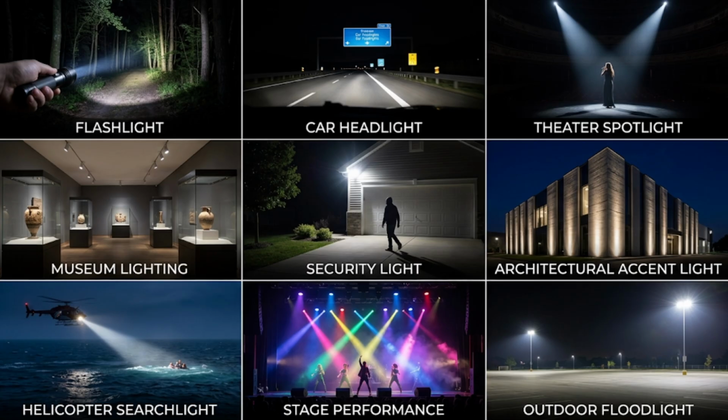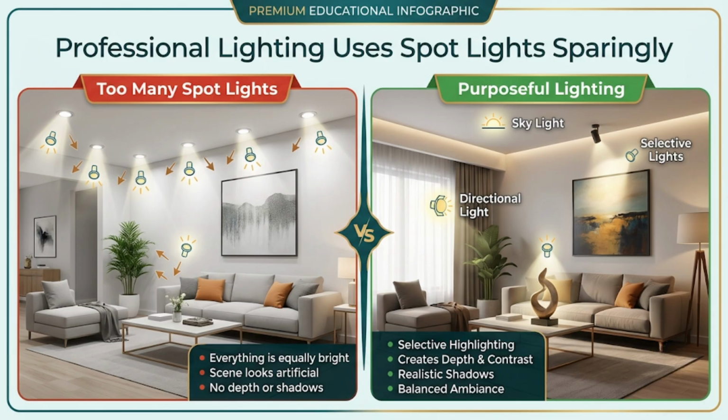Spotlights are perfect whenever light naturally comes from one direction. For example, flashlights, car headlights, stage spotlights, security lights, museum lighting, desk lamps with shades, street floodlights, searchlights, helicopter spotlights, architectural accent lighting. If the real-world light has a clear direction, there is a good chance a spotlight is the right choice.